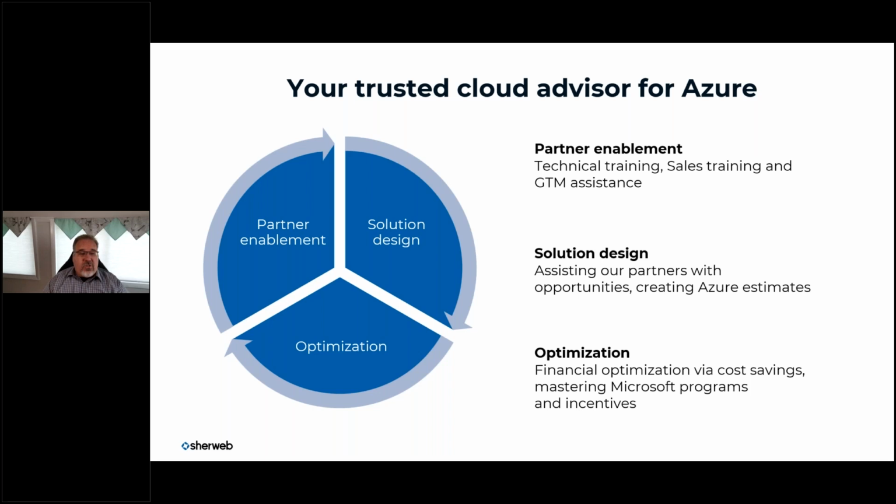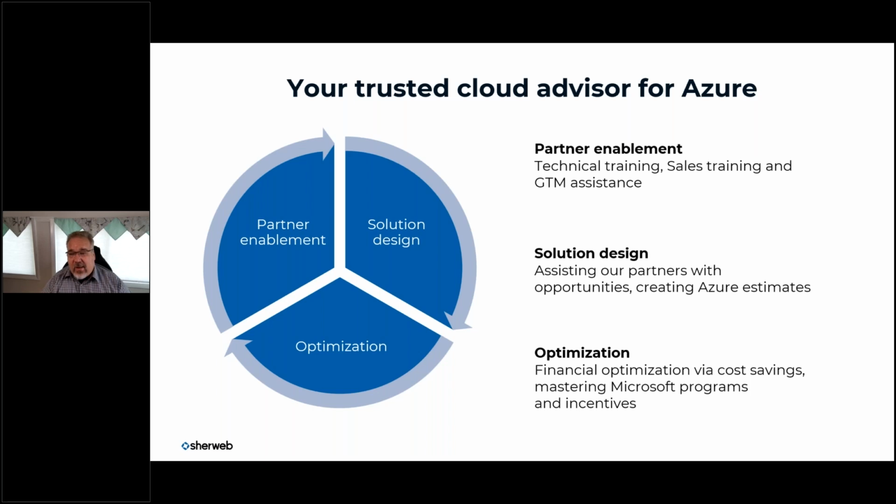We can also help in solution design. So if you need a pre-sales technical architect to help come alongside you and help create the solution for your customer, we have those resources on staff. And we also have engineering resources on staff too, where if we're looking to actually help you put the deployment out for your customer, Sherweb has the ability to do that through our solutions team here. So our professional services team can help you on that side.